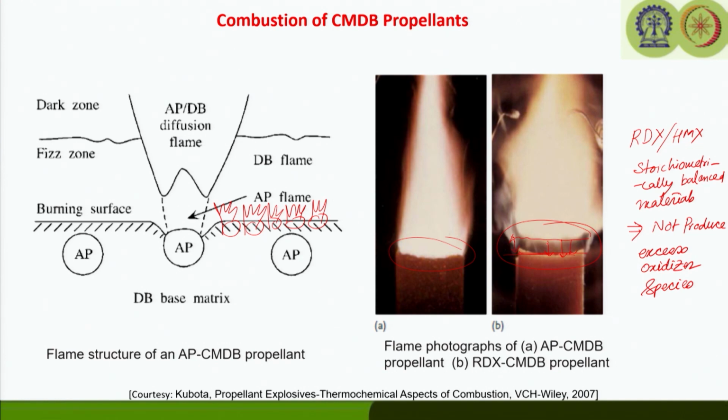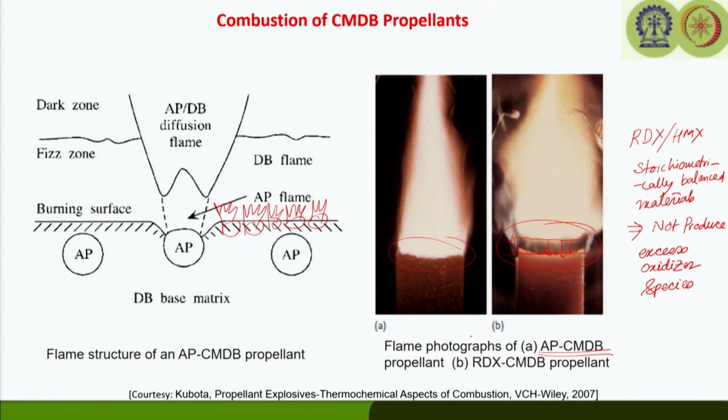Now, burning rate also, as you have seen, if we decrease the ammonium perchlorate particle size, as we observed for the AP based composite propellant, the burning rate was increasing as we decrease the particle size. The same thing will happen for AP CMDB propellant: if we decrease the AP particle size in the matrix, we expect the burning rate to increase, and of course, once we increase the pressure, the burn rate is also going to increase.